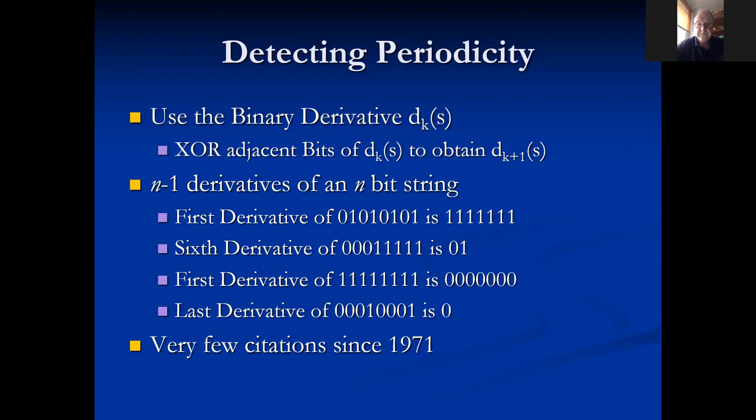Next slide, please. So to detect periodicity, we need to use the binary derivative, which is simply taking the exclusive OR of the adjacent bits of a string to obtain the next derivative. So the first derivative of the string 0, 1, 0, 1, 0, 1, 0, 1 is all ones because every adjacent bit is different. The sixth derivative of the next string is 0, 1, which you can check for yourselves, and so on. So for a string of length n, there are n minus one binary derivatives.